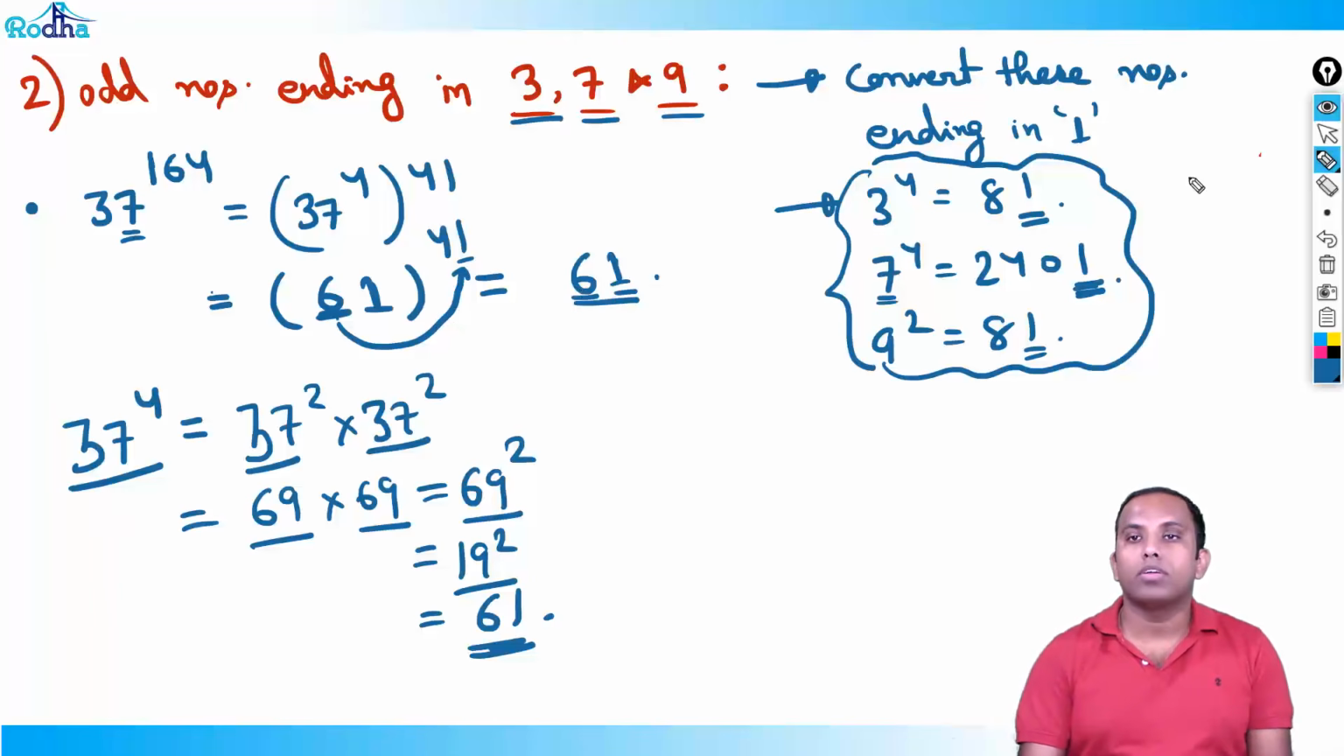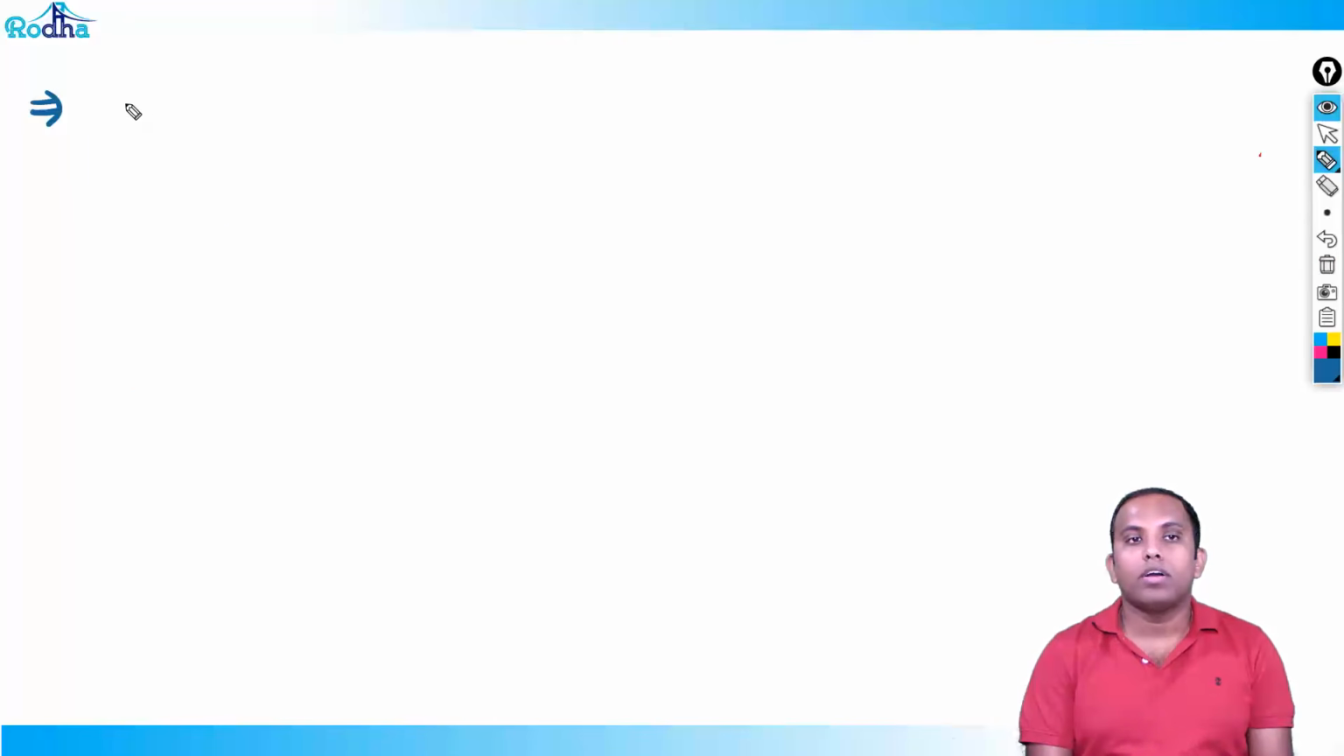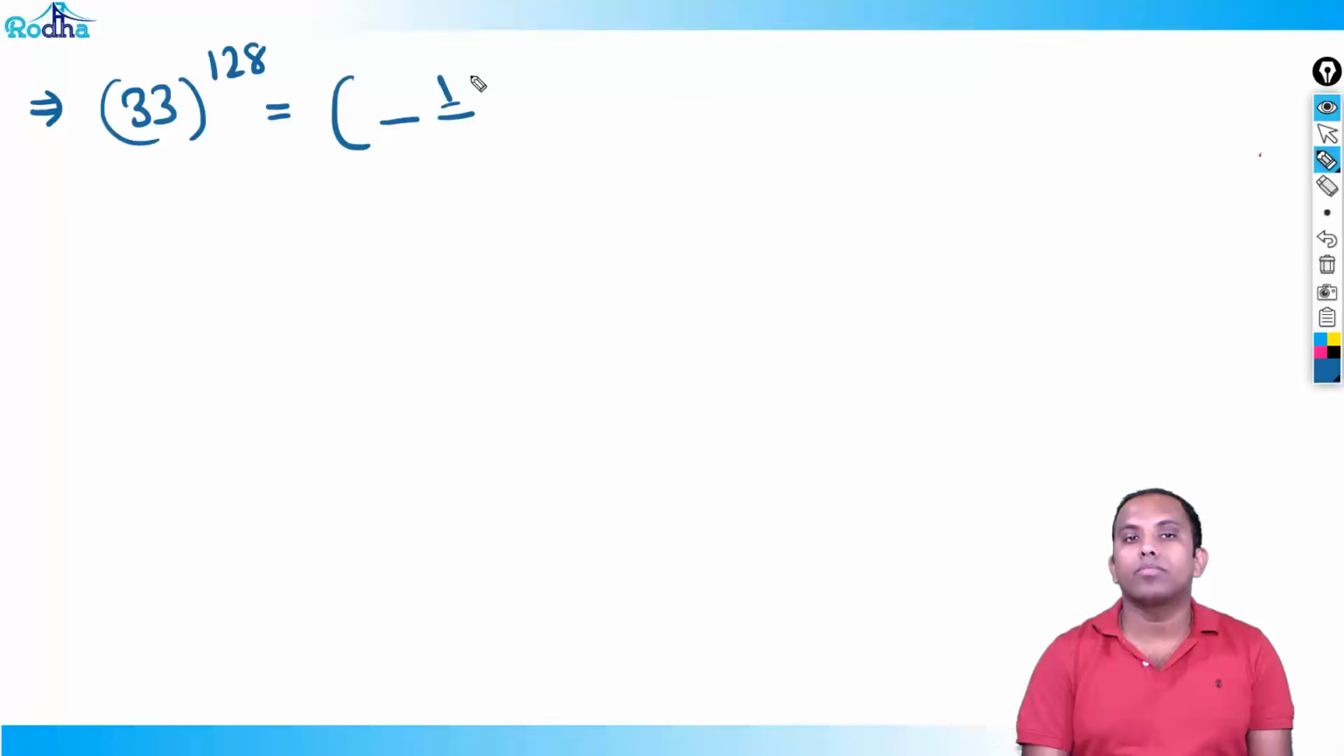Okay, now let's do another example. Suppose I take 33 raised to 128, right? Now again, what I want to do is convert the number inside the bracket so that it ends in 1.